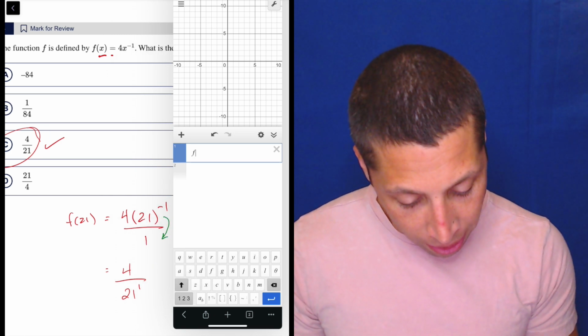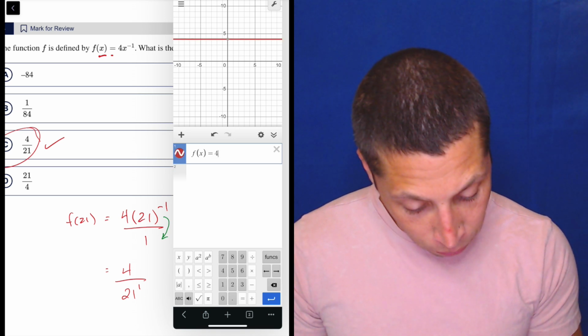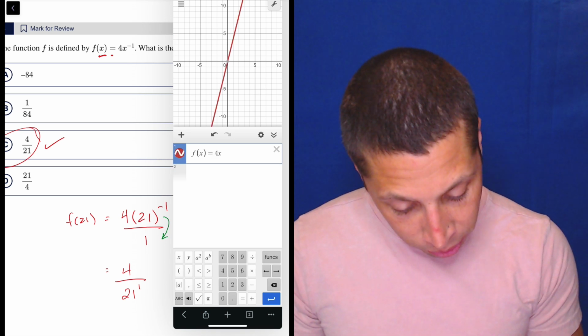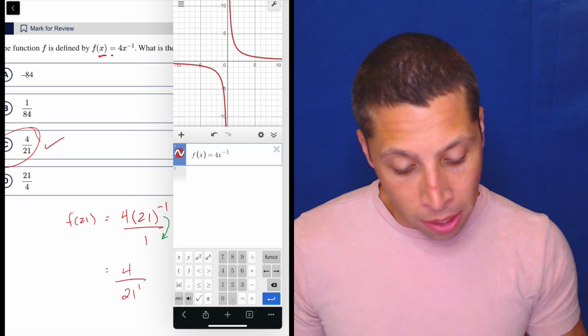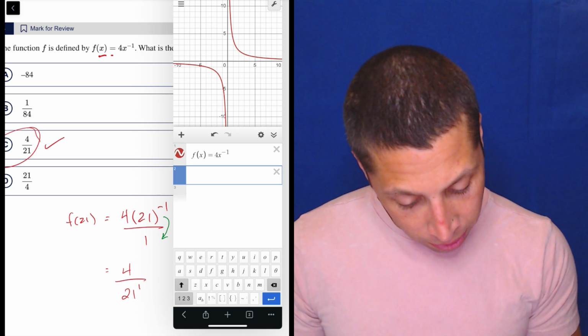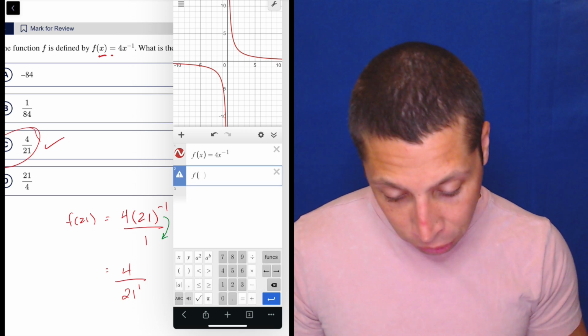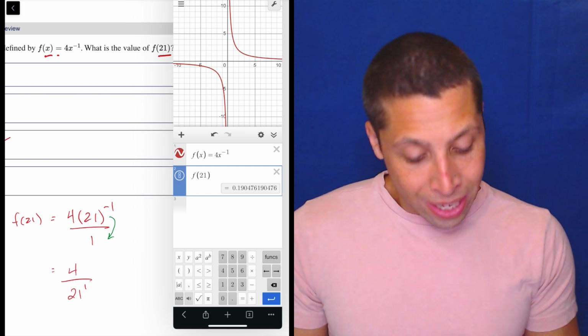But if you didn't know, what we could easily do here, to be really thorough about it, is type in f of x is equal to 4x to the, so you've got to do this little a to the b, and then negative 1 is going to put it up there. So we get a full function. We don't need that though. We just want f. So I'm going to really type this out. There are other more efficient ways to do it, but if we're being really lazy, 21, we get a decimal, right?